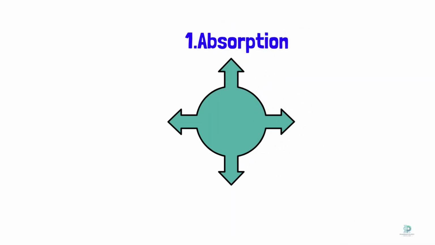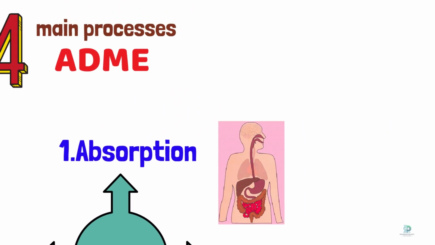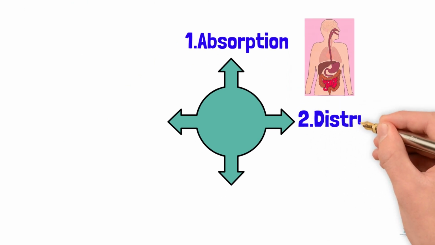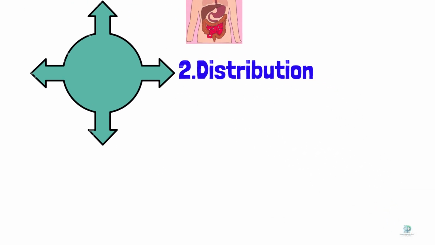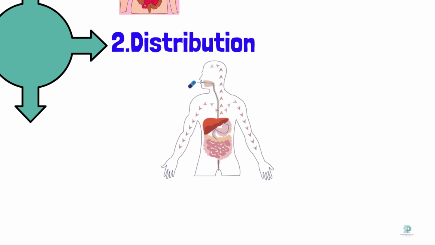1. Absorption, how the drug enters the bloodstream. For example, when you take a pill, it travels through your digestive system and gets absorbed into your blood. 2. Distribution. Once absorbed, the drug is distributed throughout the body via the bloodstream to various tissues and organs.